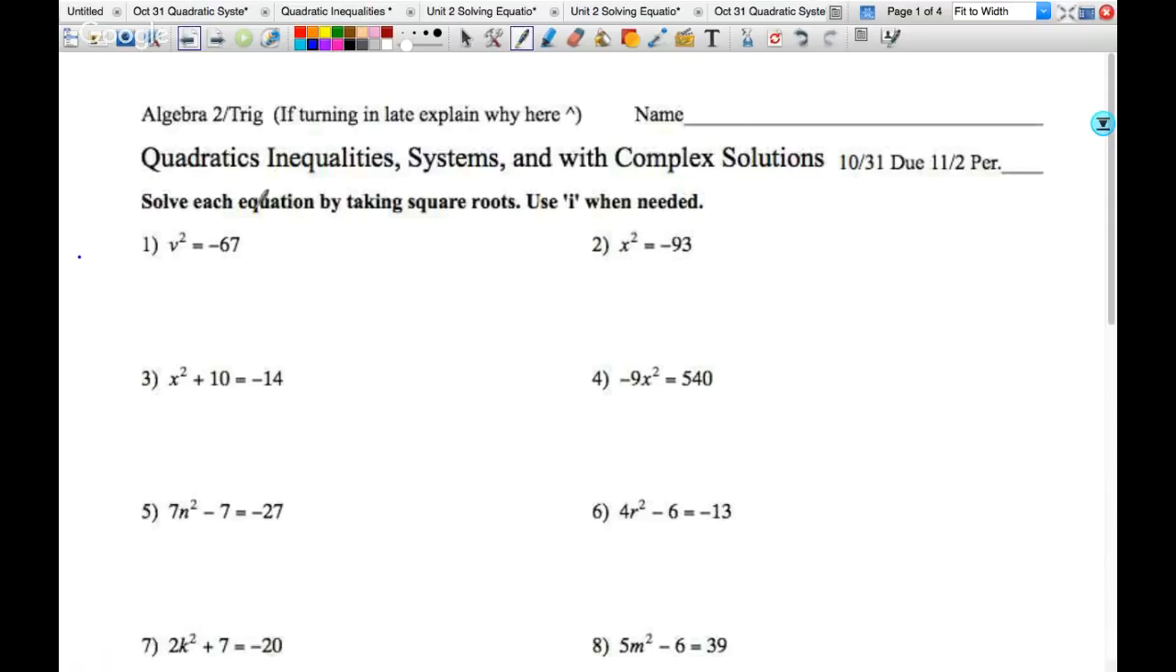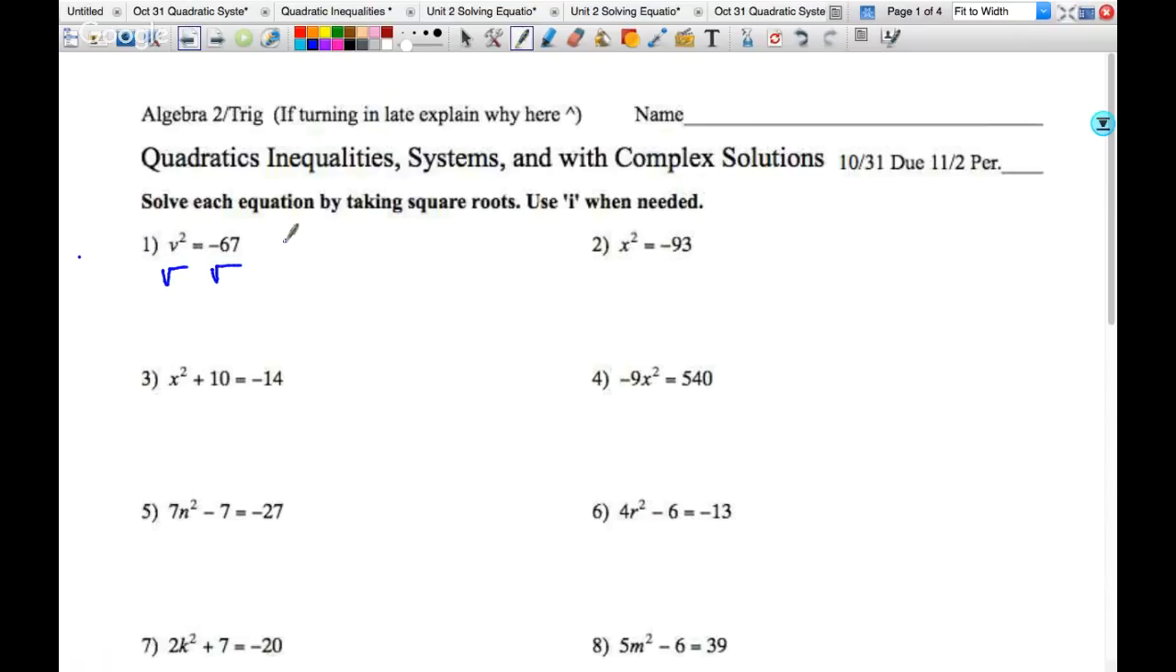So the instructions tell us to solve by taking square roots, but we can also tell that that's going to be the easiest way to solve a lot of these because they don't have a linear term. They don't have a b value. So we can solve by just taking square roots. It's a way we can undo the squared, and no b value will get in the way.